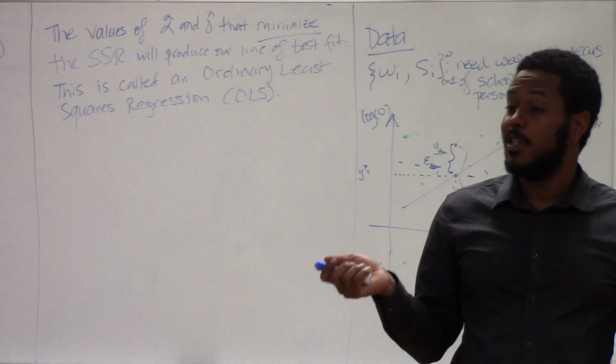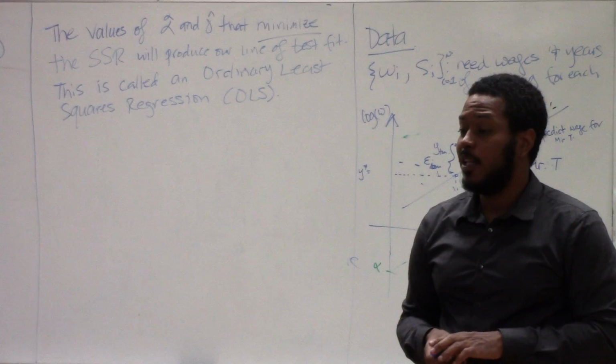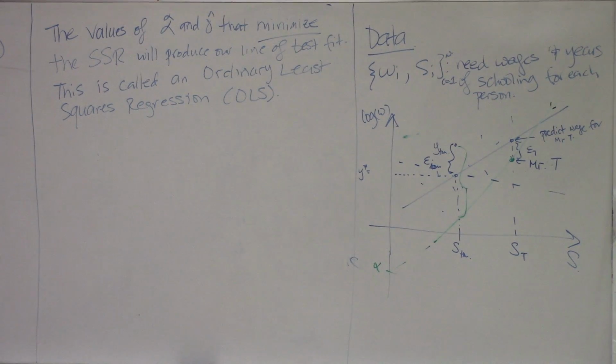More so than other people's wages, right? Maybe we don't want to underpredict the wages for very poor people for policy reasons. In which case we can take the same sum of the squared residuals and put some coefficients in front of this. We can put more weight on Mr. T's prediction versus Tom's prediction. And that would not be ordinary least squares because we're choosing weights for the various residuals.